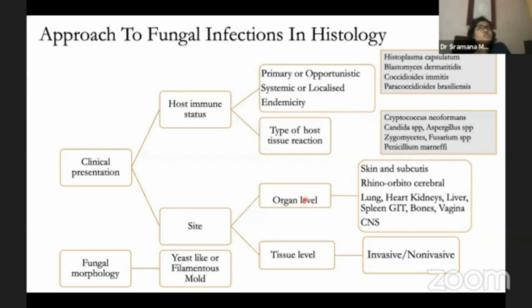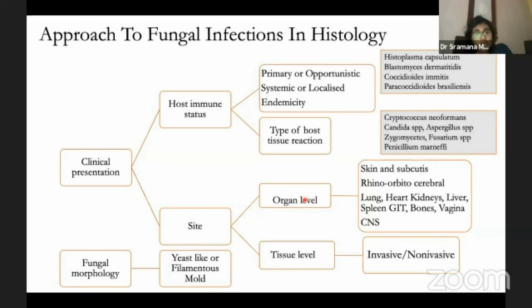Say, for example, if it's superficial mycosis, we know it will only involve the skin, the hair, and the nail. In an immunocompetent individual, we can see subcutaneous infections like sporotrichosis, and we can see entomophthoromycosis as well. Recently, because of the COVID-19 pandemic, as already mentioned by Sagar sir, we have seen a lot of mucormycosis, and most of them were rhino-orbitocerebral involvement. Even Aspergillus causes rhino-orbitocerebral involvement. So, based on the organ involved, we also get a clue as to what the fungal pathogen can be.